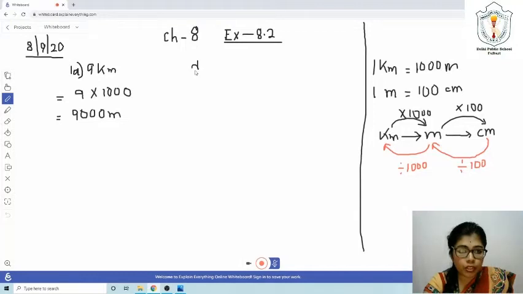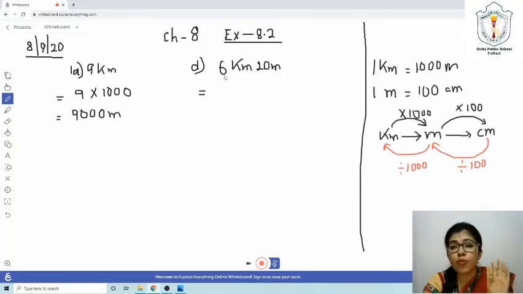Now question D, here you see what is written, children. That is 6 kilometer and 20 meter. Kilometer is written and here meter is written. So first we'll convert 6 kilometer into meter. So how do we do that? We write 6 into how much? From kilometer to meter, it is 1000. So we multiply by 1000.